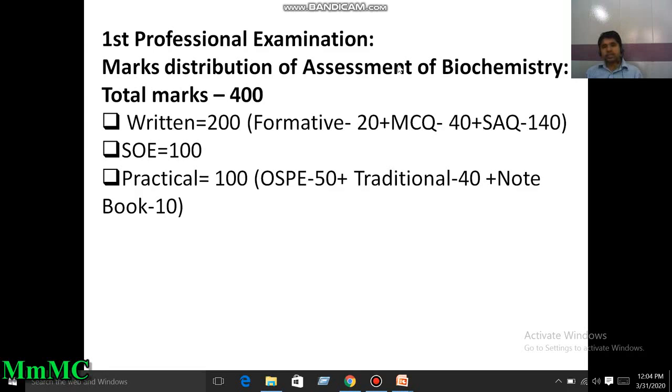Mention the steps with diagram of very low density lipoprotein metabolism, high density lipoprotein metabolism, or HDL reverse cholesterol transport. Reverse cholesterol transport is very, very important. What are the source and fate of cholesterol? How is it synthesized in the liver? What do you mean by reverse cholesterol transport? Show with diagram the steps of biosynthesis of cholesterol.